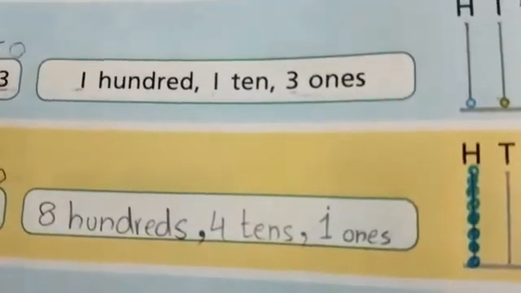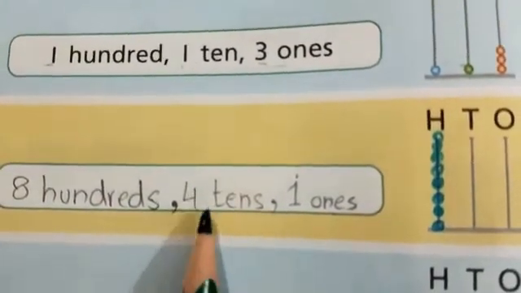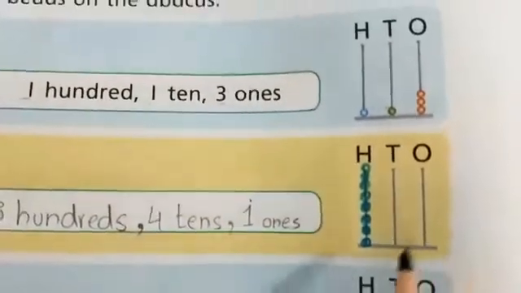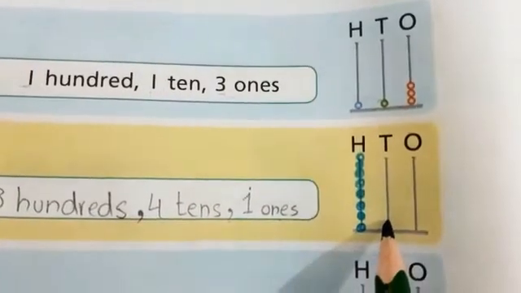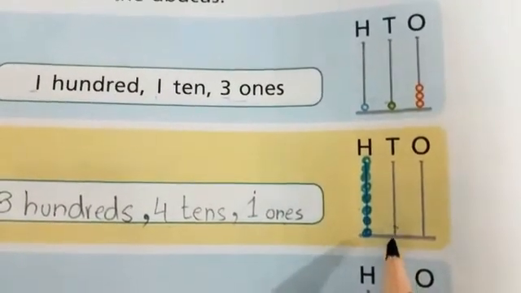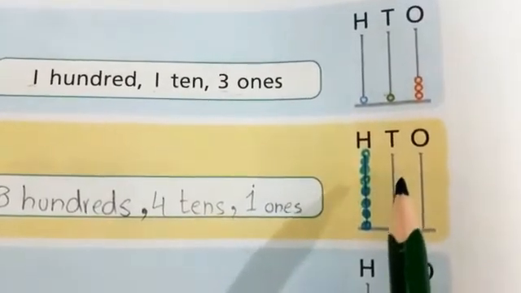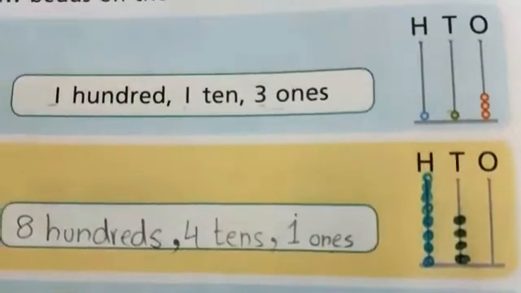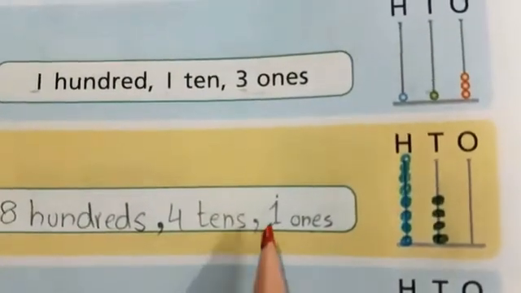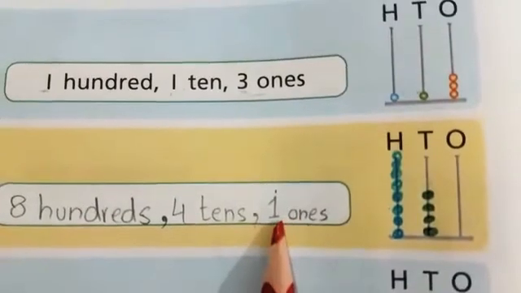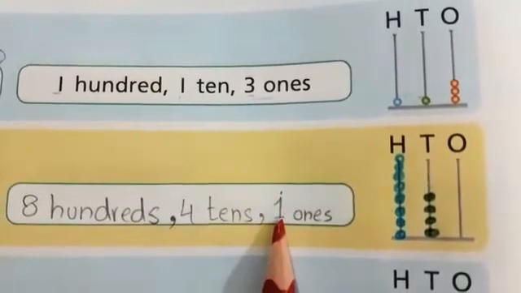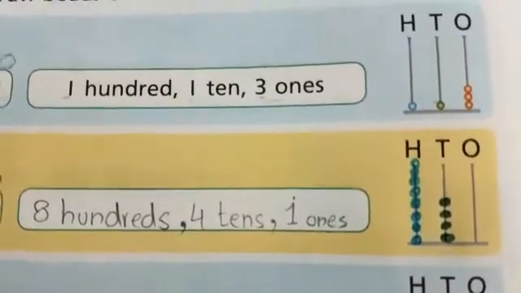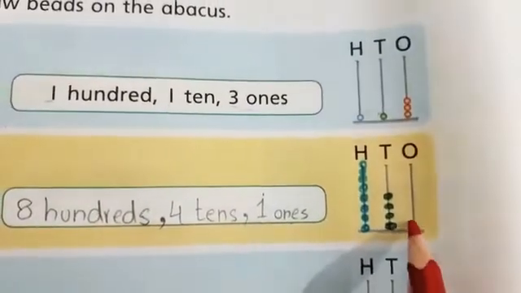Now come to the tens place. How many tens are there? There are 4 tens. So we have to draw 4 beads in tens place with green color. Draw 4 beads in tens place. Now how many ones are there? There is only 1 one. So we have to draw only 1 bead in ones place.